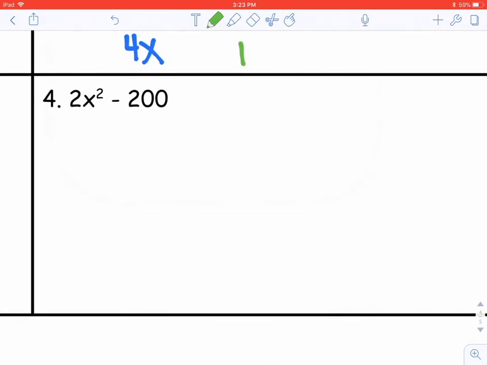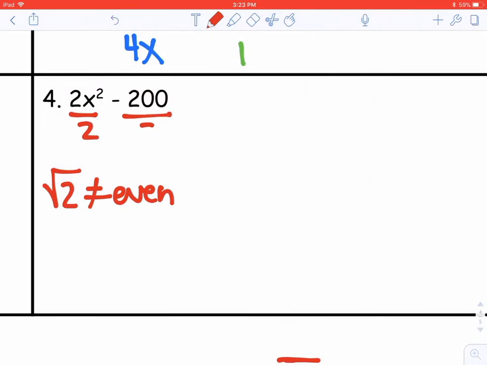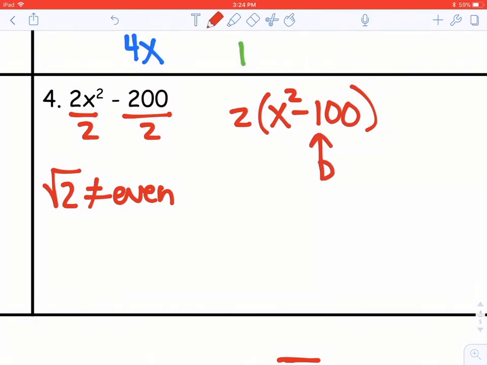On number 4, we're given 2x squared minus 200. So if we try to take the square root of 2, that doesn't come out evenly. So we need to look and see if there's anything else we could do first to help us break this down. So 2x squared minus 200 both divide evenly by 2. So first let's take that out as our greatest common factor. So 2 times x squared minus 100 now, that is a difference of two squares.